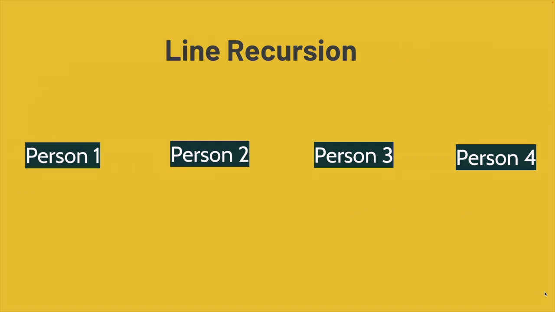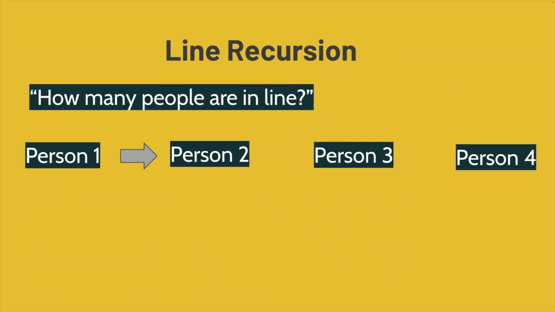Let's say you're at a grocery store and there are people in line waiting to buy something. Let's say person 1 is at the end of the line and doesn't know how many people are in line. So he asks person 2, "Hey, how many people are in line?" Person 2 doesn't know. So person 2 will also ask the person in front of them, "Hey, how many people are in line?" And person 3 doesn't know the answer either. And person 3 will ask person 4, "Hey, how many people are in line?"